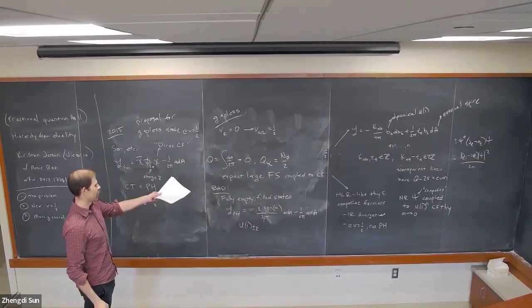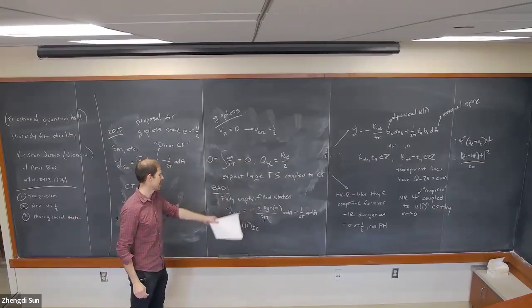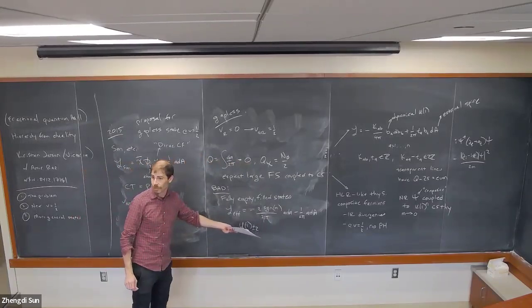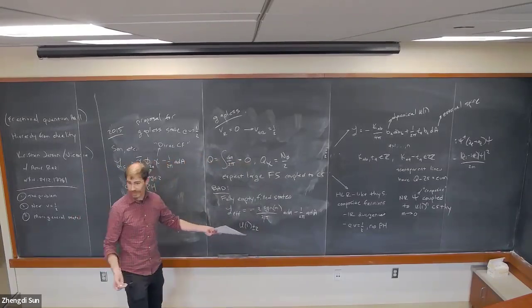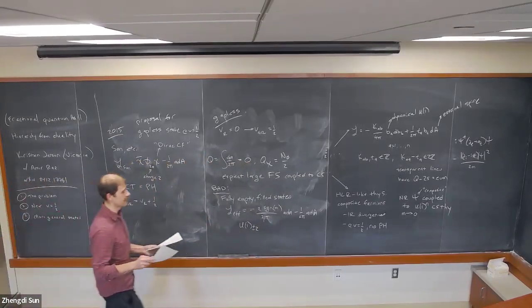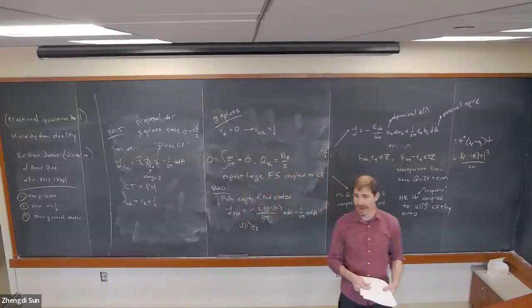Meaning that this model makes a prediction that it has a fully filled, fully empty state that have some residual topological order, as opposed to just being trivial. That's a bad problem. That's enough to kill this as a viable theory of the half-filled state.